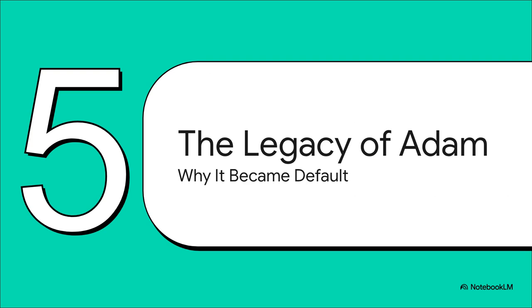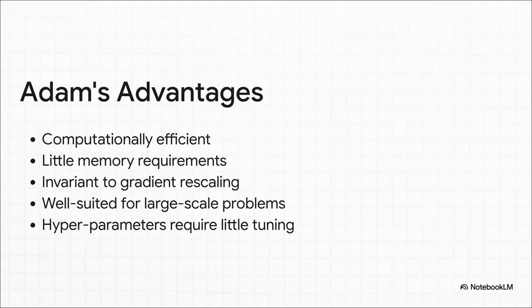So, after seeing all this evidence, it's really no surprise what happened next. Adam quickly became the default choice, the go-to optimizer for researchers and engineers all over the world. So what was this winning formula? Well, it's fast, it doesn't need a lot of memory, and it can handle huge models with tons of data. But the real game changer, the thing that made everyone fall in love with it, was that last point.